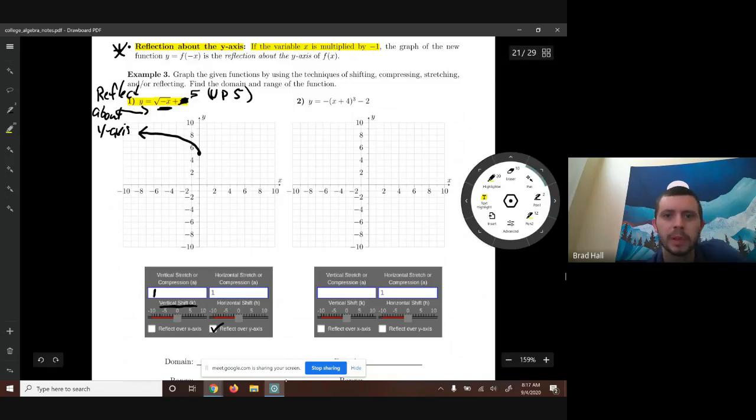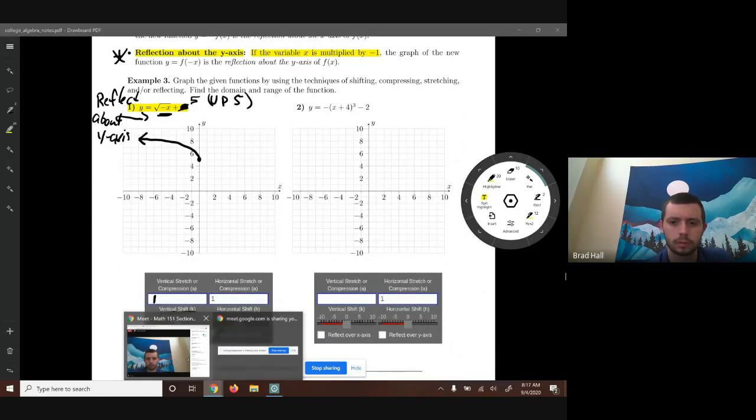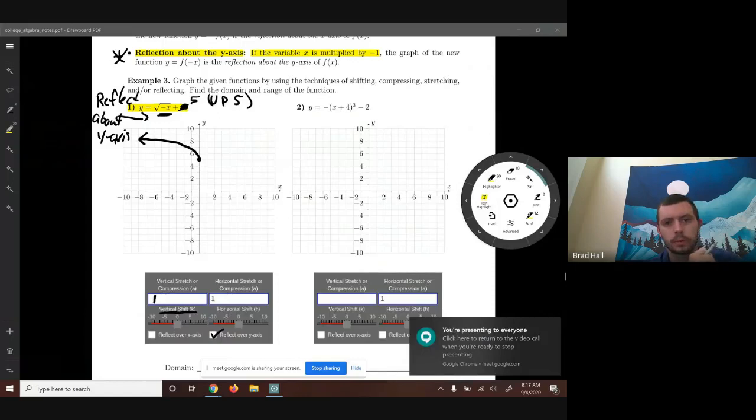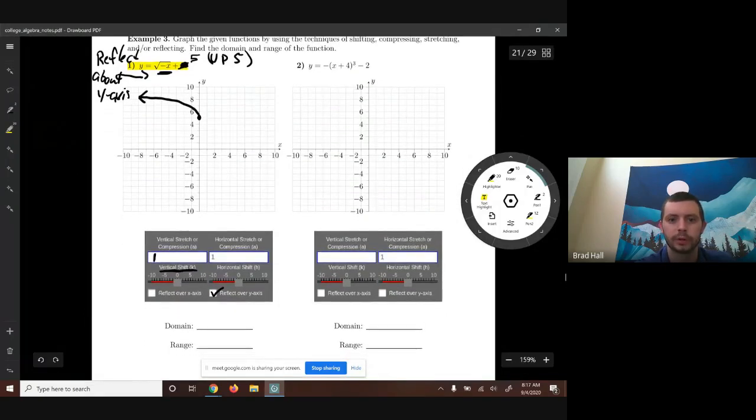We still have to find the domain and the range, but does anyone have any questions so far about the identification of stuff on this graph? If not, then let's go ahead and find the domain and the range down here. So remember, the domain is left to right. I'll go ahead and use red.